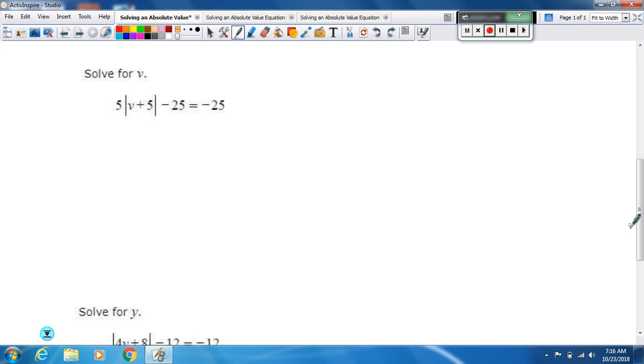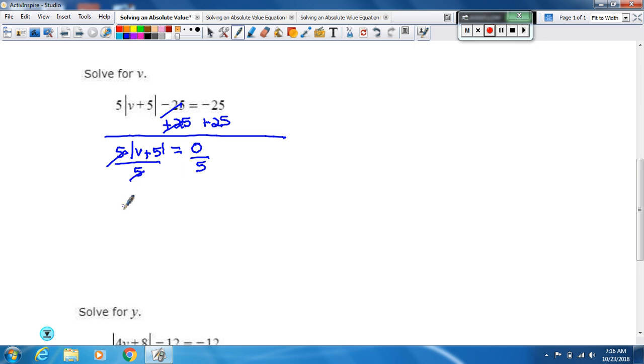Okay, the next one, solve for v. The first step is to add 25 to both sides. So I have 5 times the absolute value of v plus 5. Opposites cancel, equals 25 take away 25 is 0. Absolute value symbol is still not isolated. We have to divide both sides by 5. Top cancels with bottom. So I have an absolute value of v plus 5 equals 0 divided by 5 is 0.